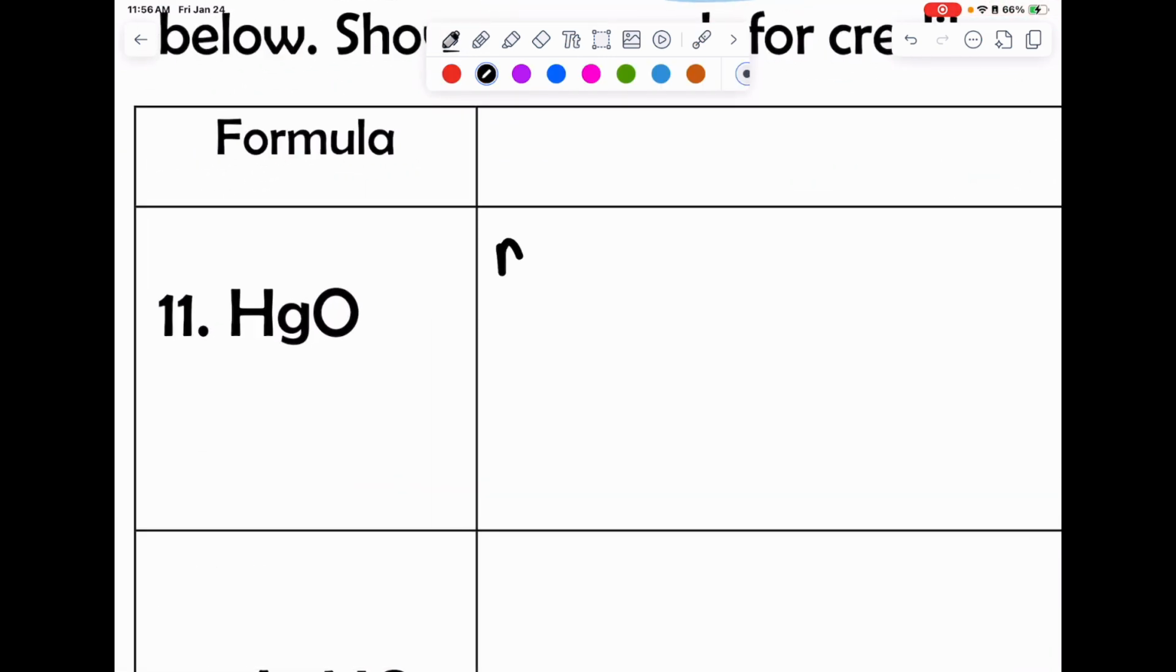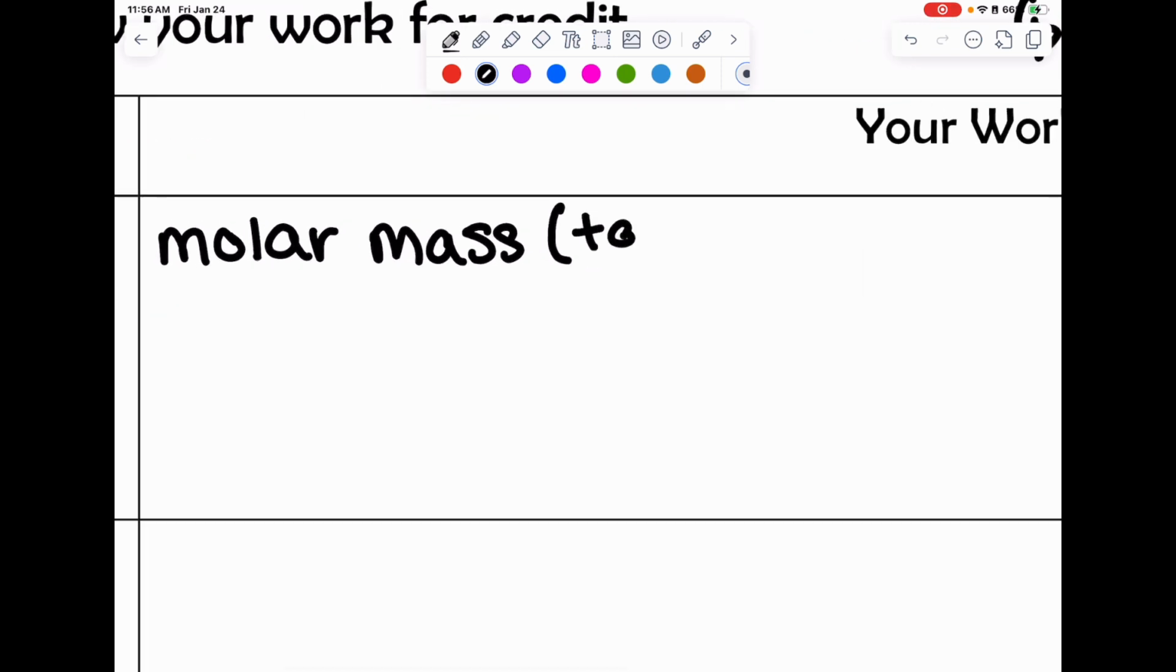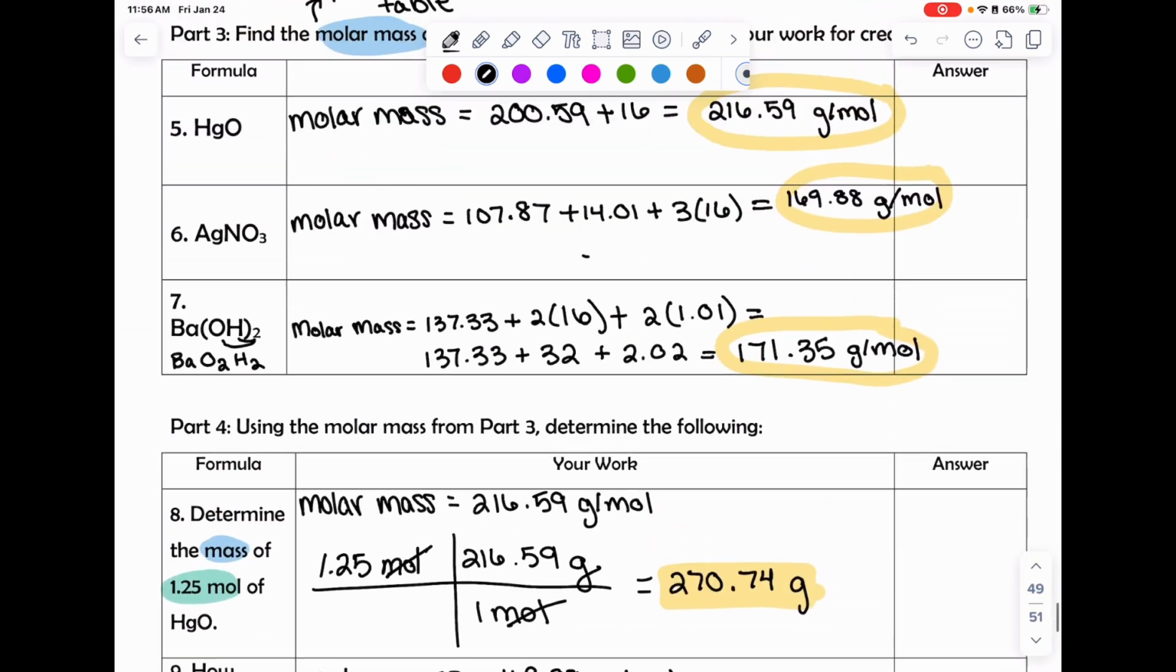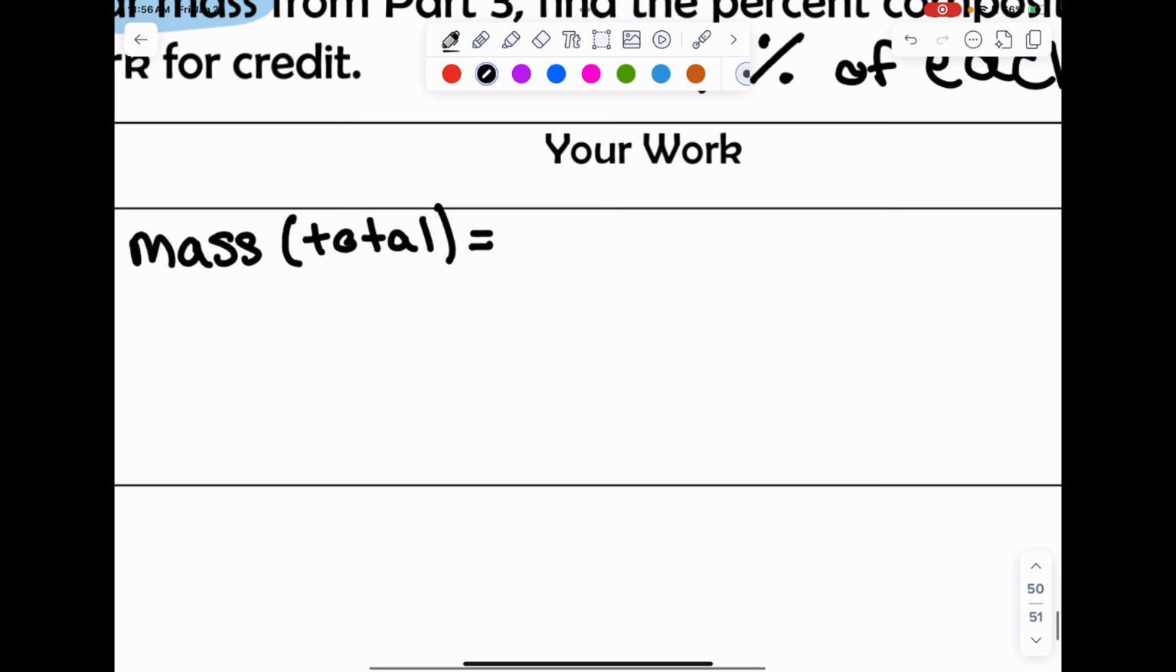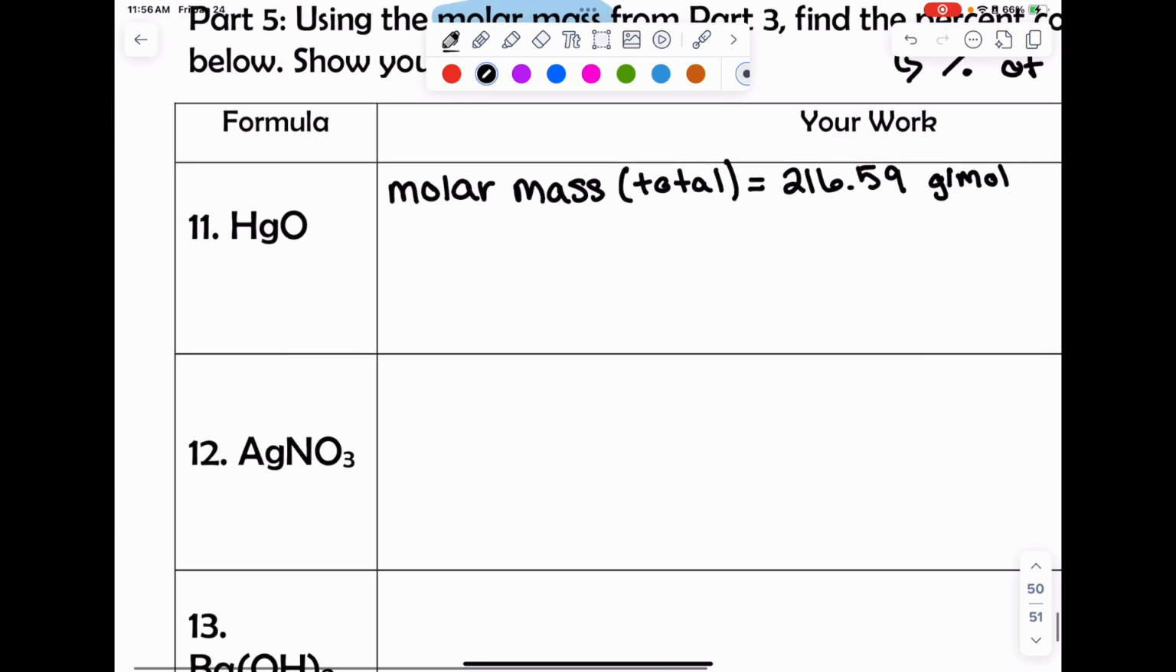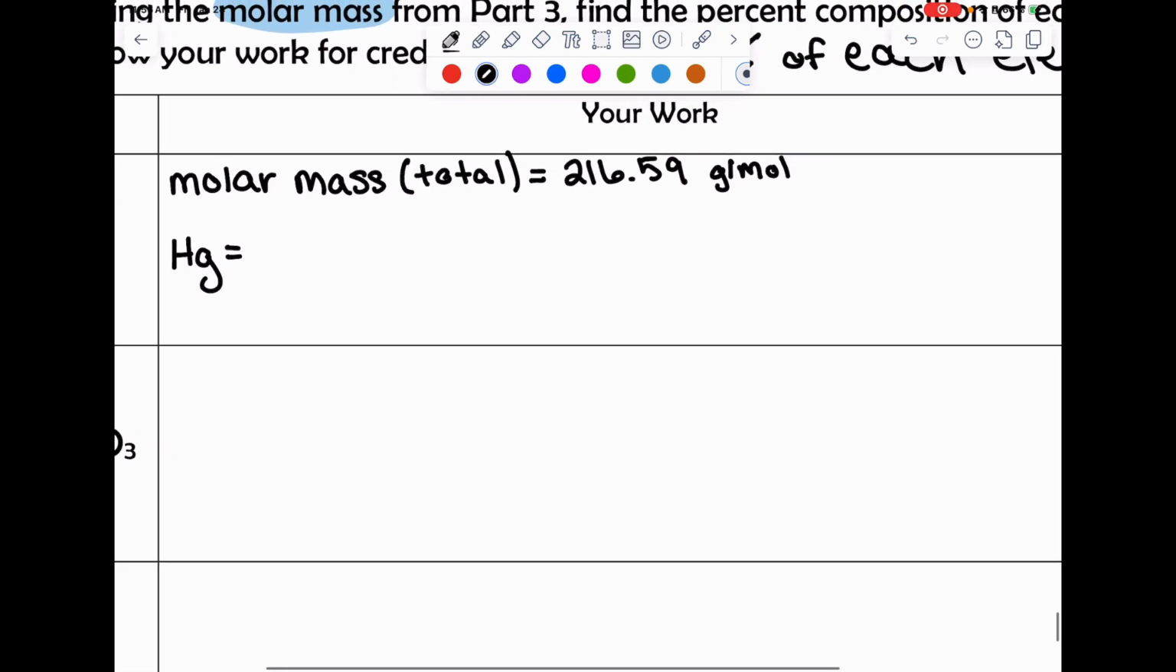So that would be your molar mass, is the total mass. I'm going to put on here total mass of this entire compound. Now I forgot the number. It was 216.59 grams per mole. Now, how do we figure out the percentage of each element? Well, you're going to have to set up 2 different things on your paper. I'm going to start off with Hg on this side and O on this side.